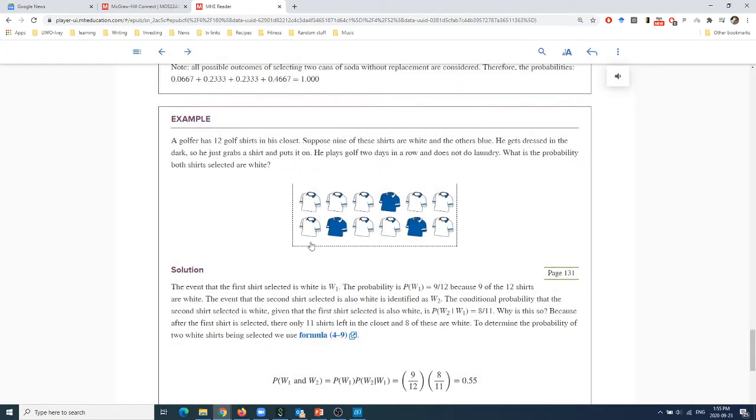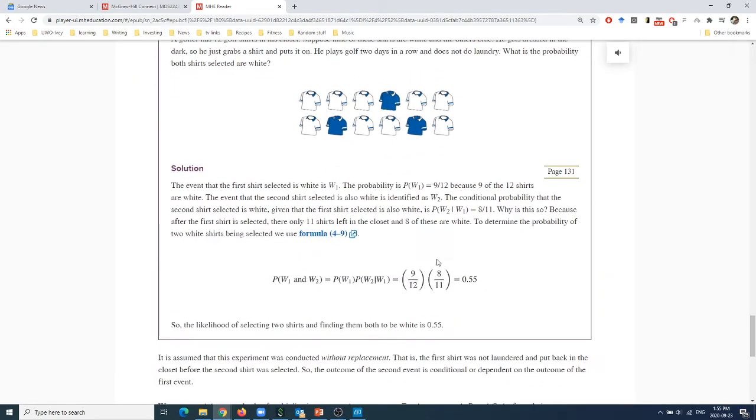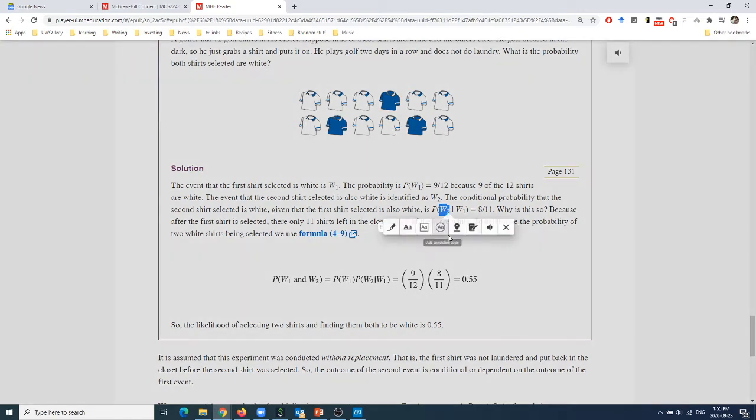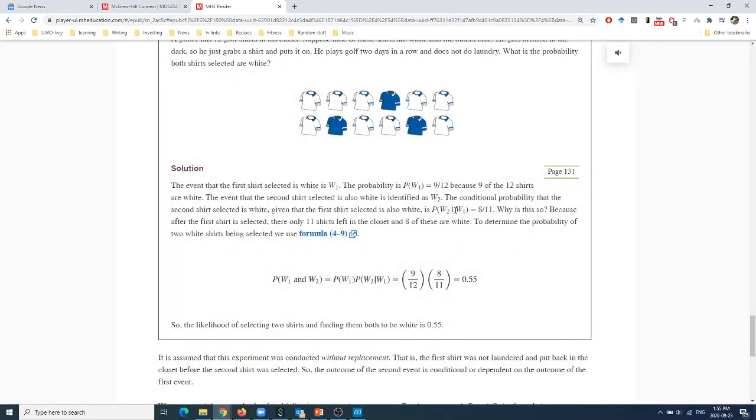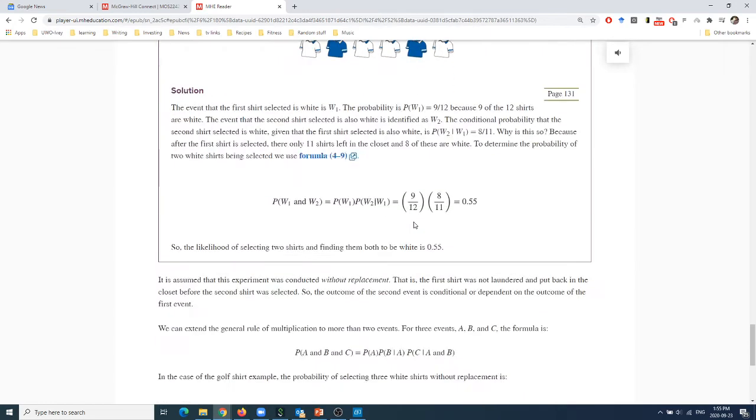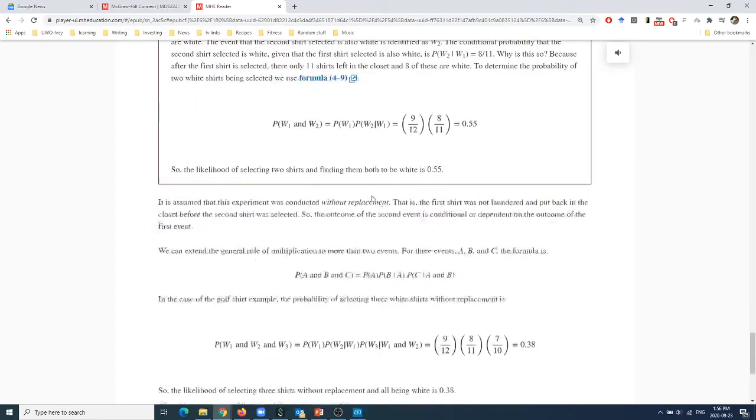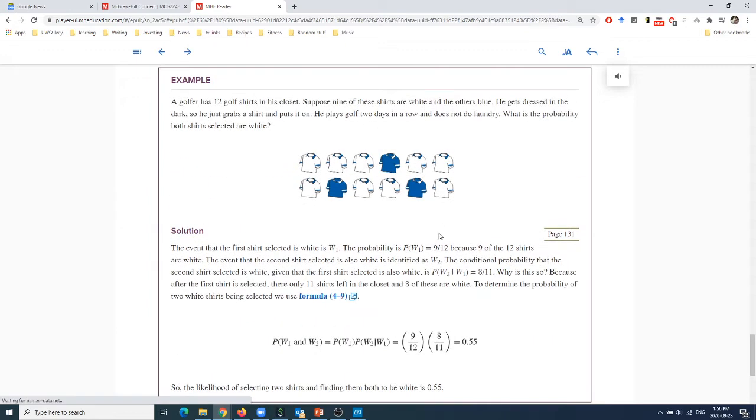The probability of picking a white shirt on the second day, when the first event has already occurred, is 8 by 11, because you have 8 white shirts and 11 shirts in the closet. And so the probability that you have 2 white shirts in a row is the multiplication of those two, which is 0.55. Okay, so this can be done in the reverse.